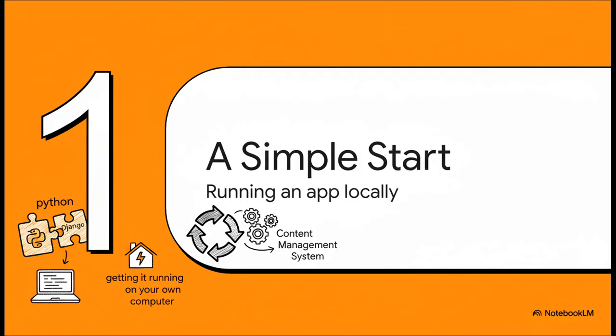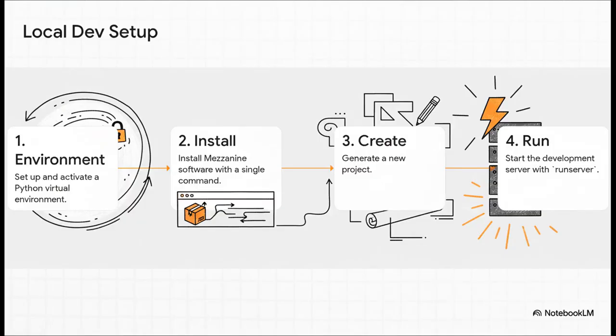Okay, so let's start at the beginning. We're going to look at a piece of open source software called Mezzanine. It's built with Python and Django, and honestly, getting it to run locally is almost ridiculously easy. Basically, you set up a little sandbox for your project, install the software with just one command, create the project, and then you just type the magic words, runserver. And that's pretty much it.